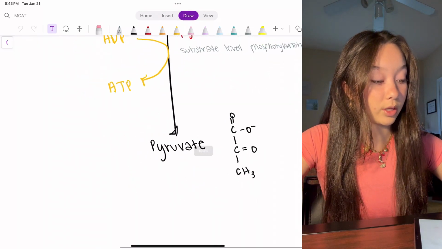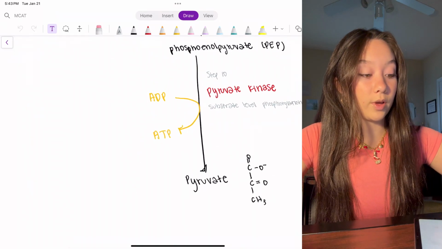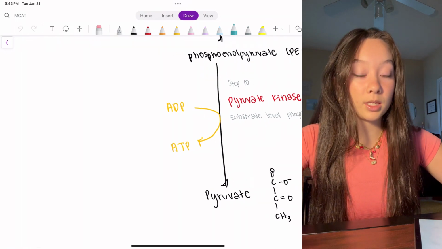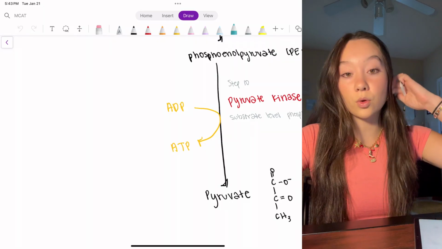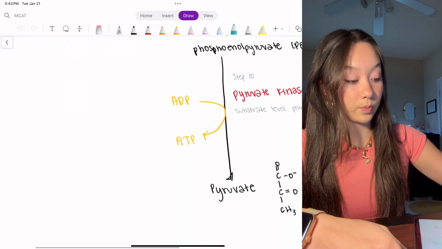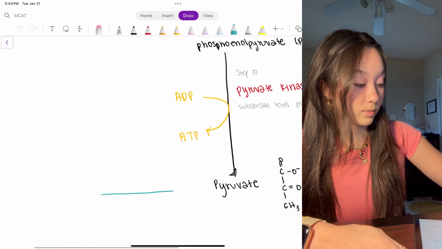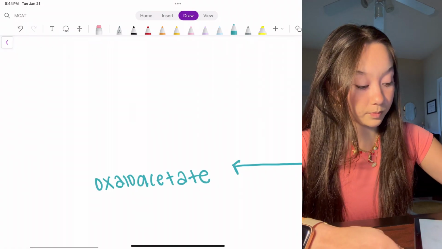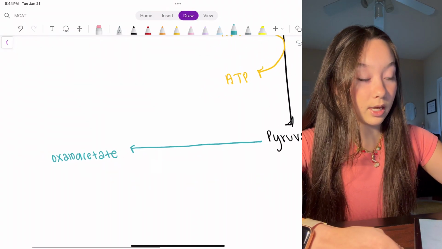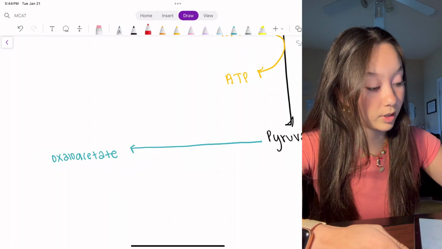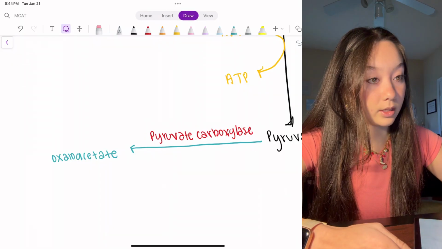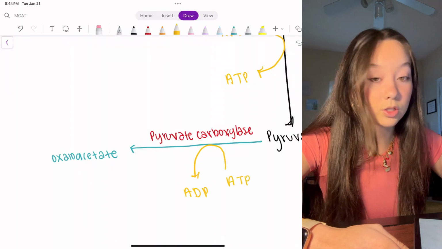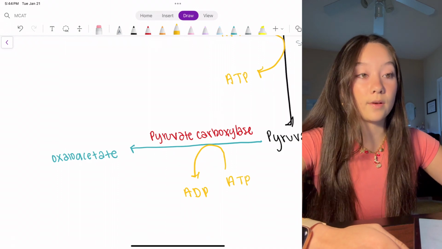So let's start right where we left off with pyruvate. Now, the first step to go from pyruvate back to PEP is going to have an intermediate. This is the only step that's going to have an extra intermediate, called oxaloacetate. And this reaction is catalyzed by an enzyme called pyruvate carboxylase. And this step as well uses an ATP and turns it into an ADP because it needs a phosphate.